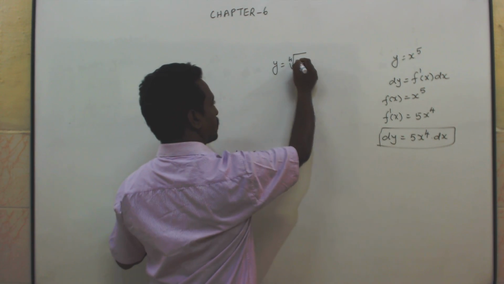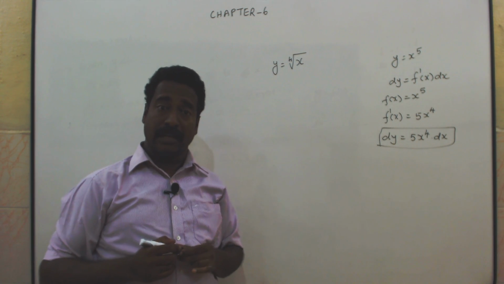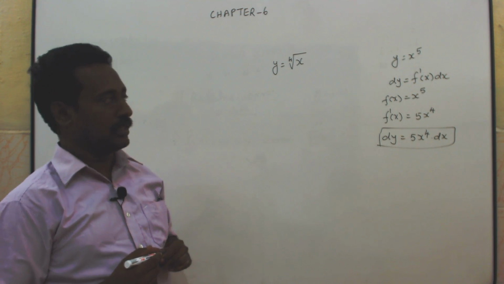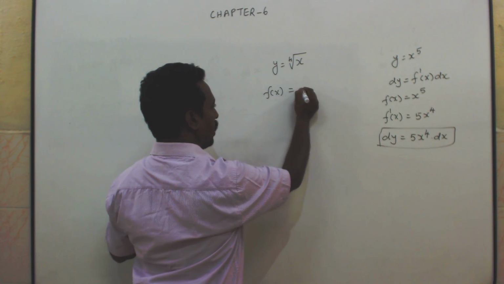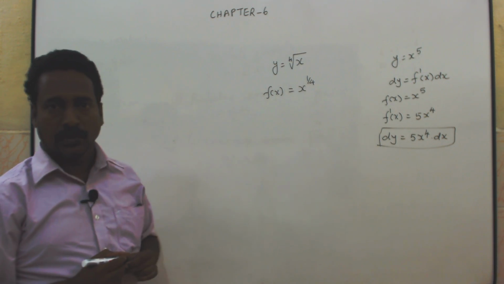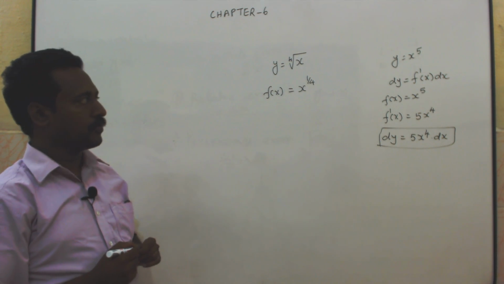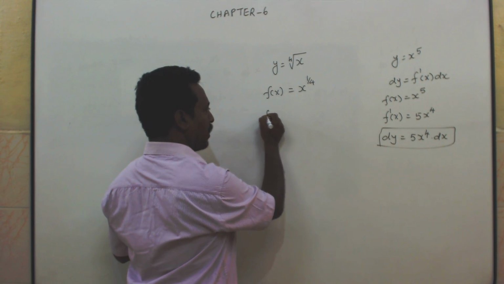4th root of x. That means, once again same formula, dy equal to f dash of x into dx. Here f of x is equal to x power 1 by 4. Now, dy, f dash of x.